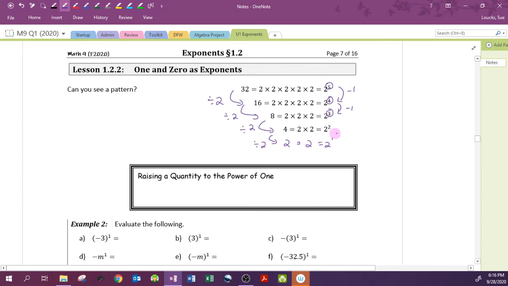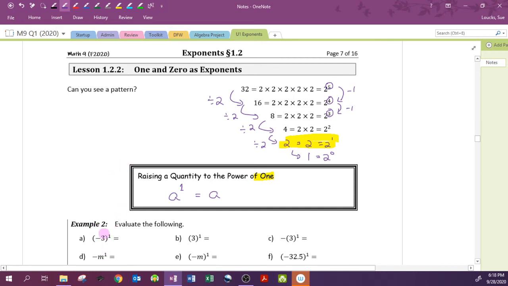Divided by 2. But what happens at the next one? So if I divide this by 2, 2 divided by 2 is 1. And if I reduce the exponent here, this becomes 2 to the 0. So we have 2 rules here, okay? One is something to the power of 1, any number, which I'm representing with a, to the power of 1 is just that number, okay?